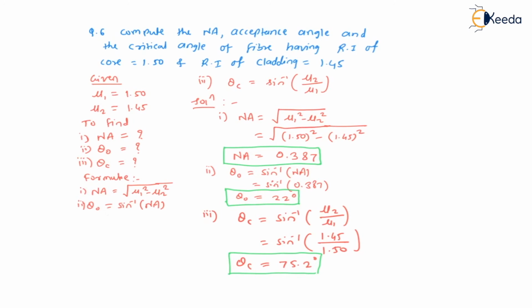Here I'll repeat again. See, this is to compute the Na, acceptance angle, and the critical angle of a fiber having a refractive index of core, that is 1.5, and that of cladding, it is 1.45. The values of mu1 and mu2 are given. We have to find out these three quantities. We know the formulas for these three quantities straight away, that is Na, then theta naught, and theta c, that is critical angle. And then by doing simple calculations, we'll come to the final result. Now, dear friends, we'll go for the next problem.